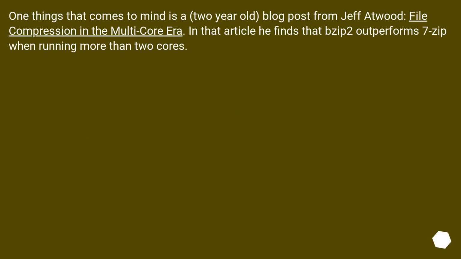One thing that comes to mind is a 2-year-old blog post from Jeff Atwood, File Compression in the Multicore Era. In that article he finds that Zip outperforms 7-zip when running more than 2 cores.